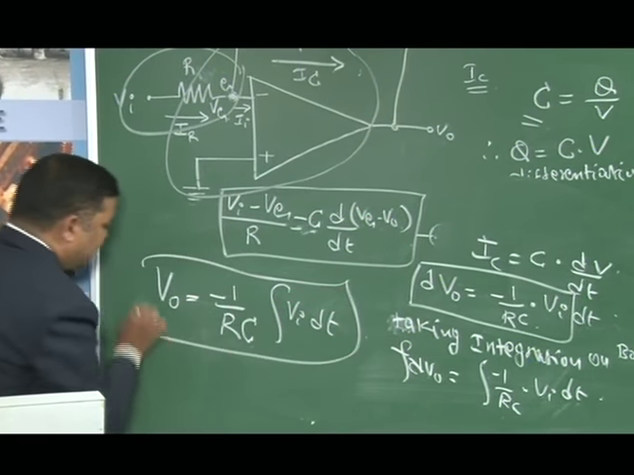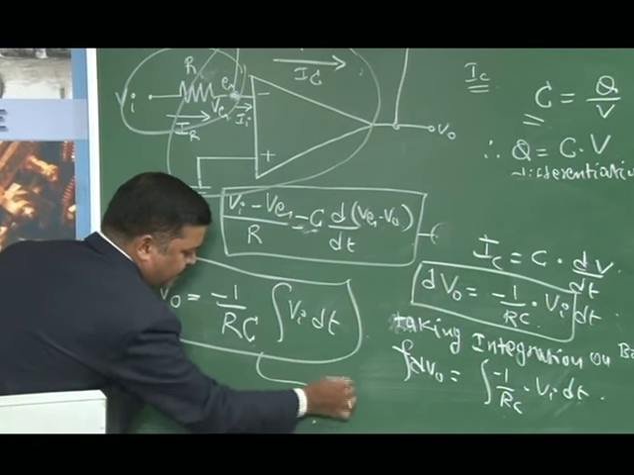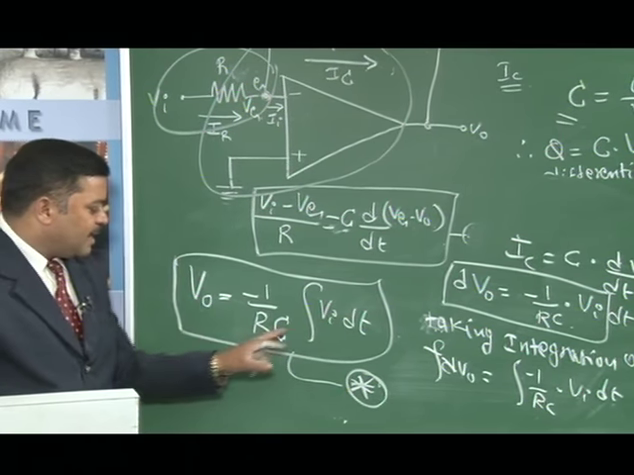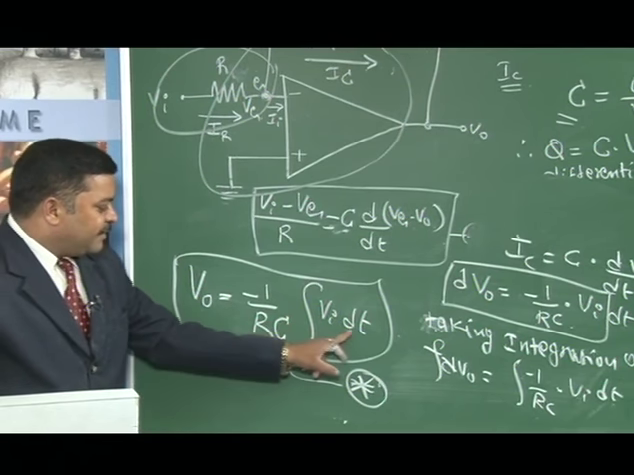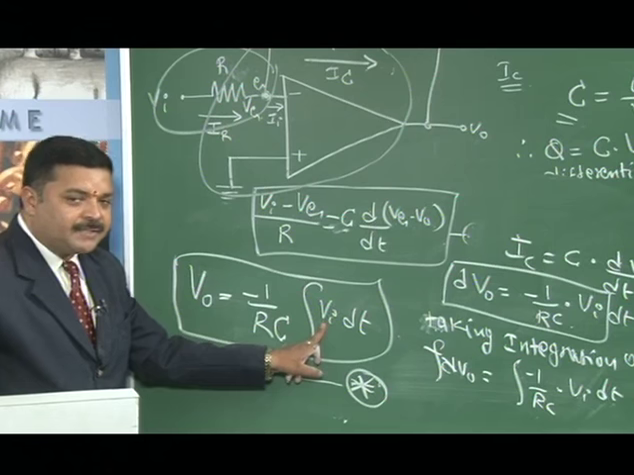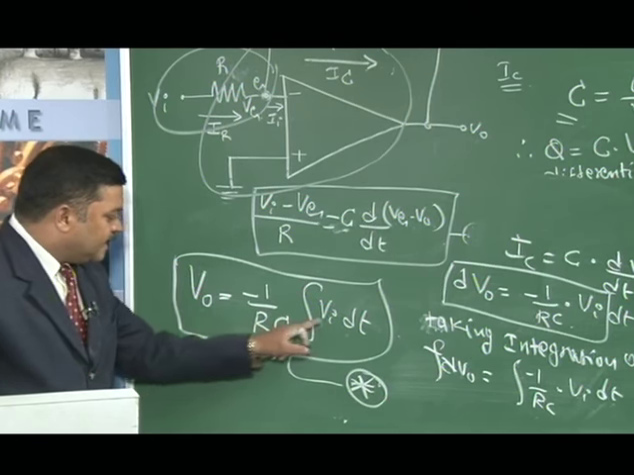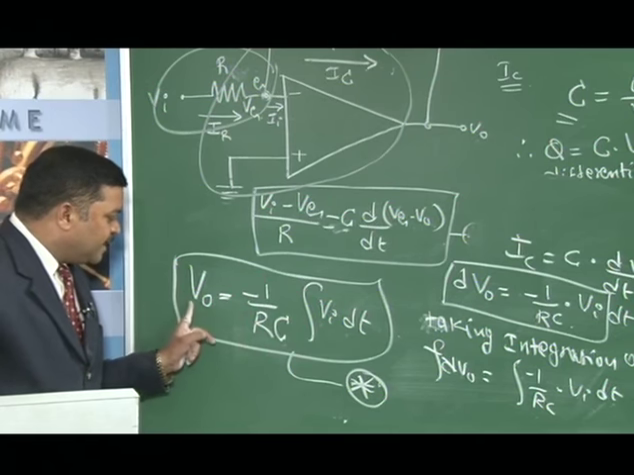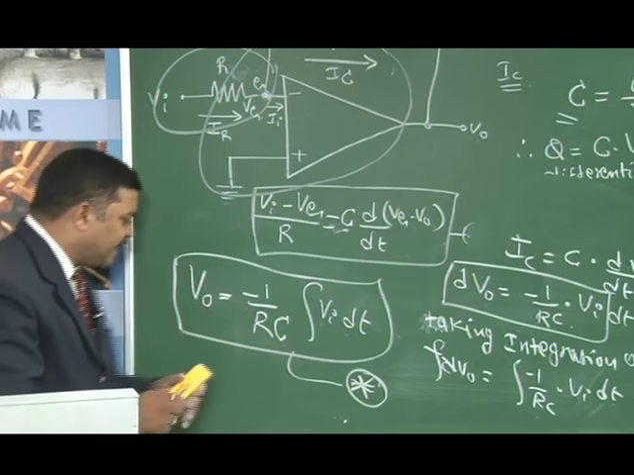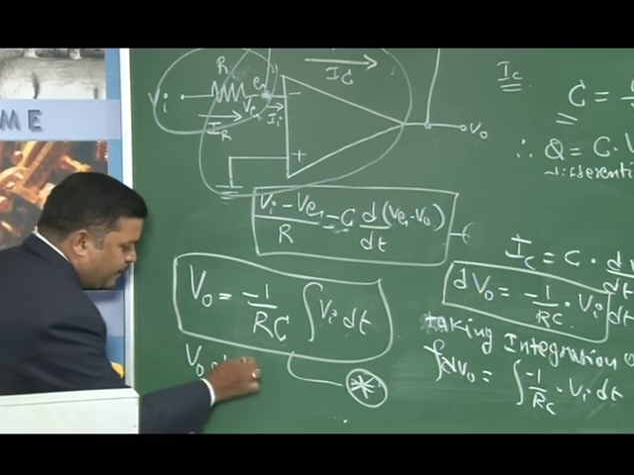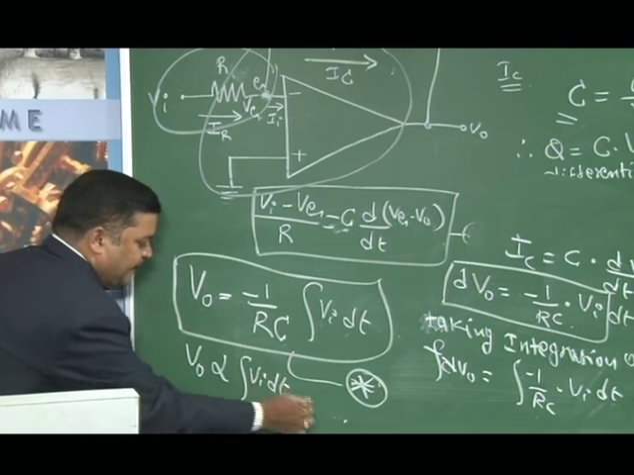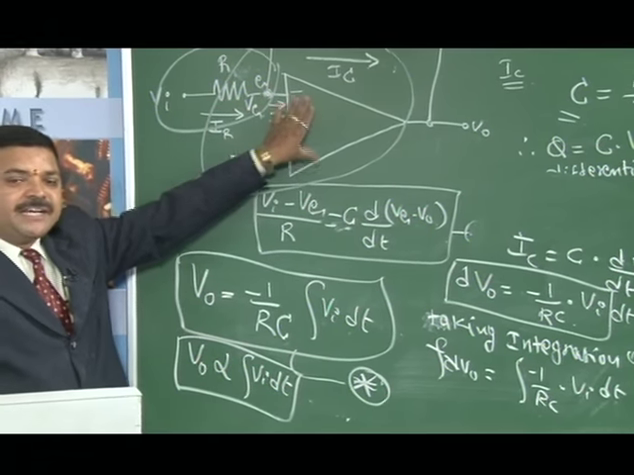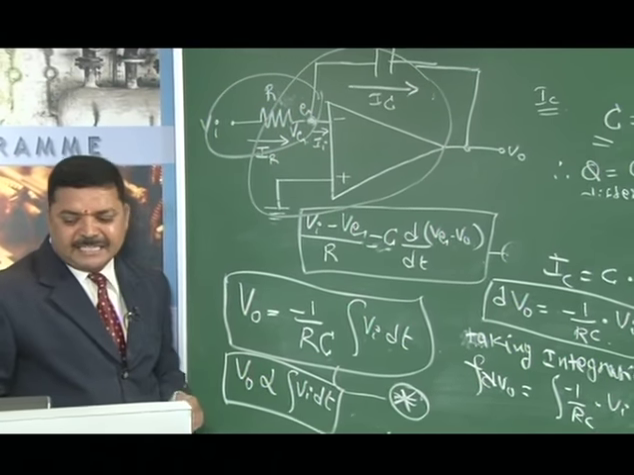So, you can clearly see this equation. Let me call this equation as star. If we clearly observe this equation star, here integration of input is taken care of. Integration of input is taken and it is multiplied with some constant value, minus 1 by RC. Therefore, V naught is proportional to integration of Vi dt. So, this shows that the above circuit works as an integrator.